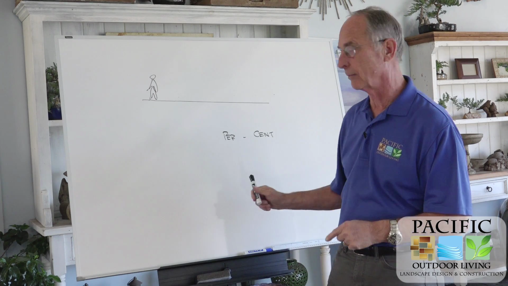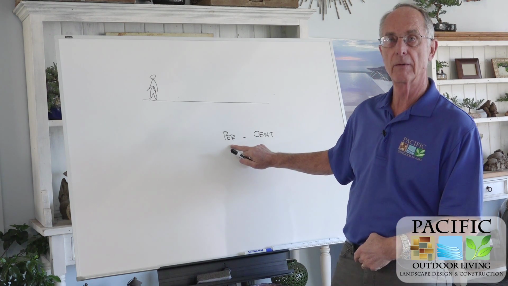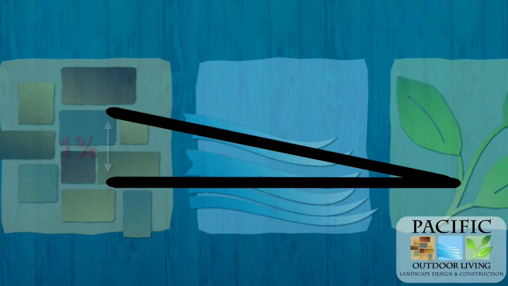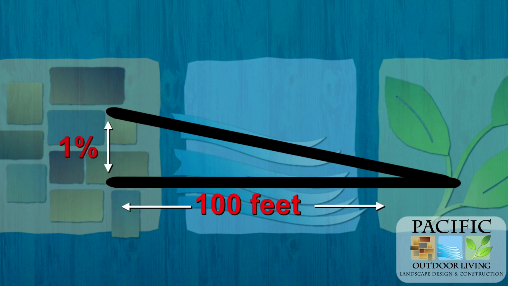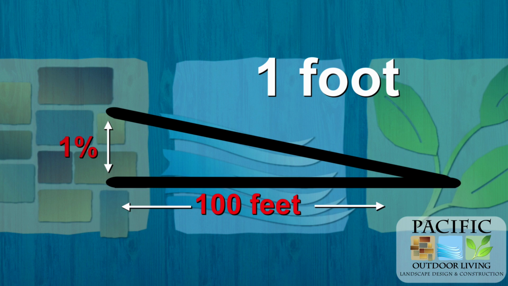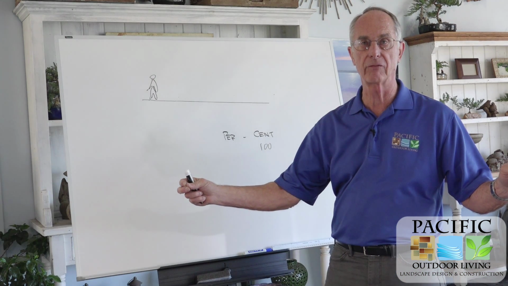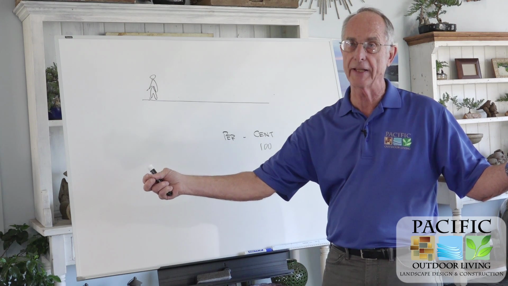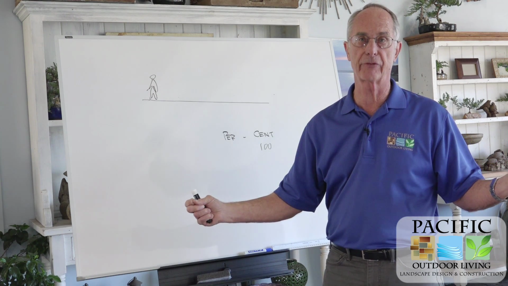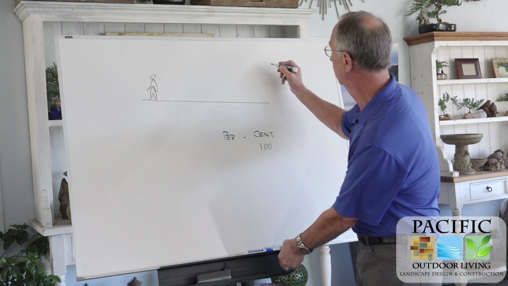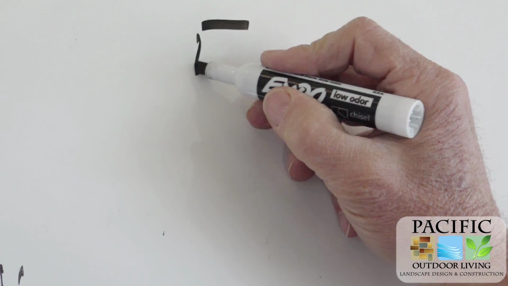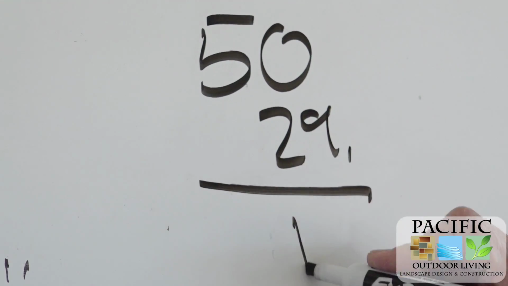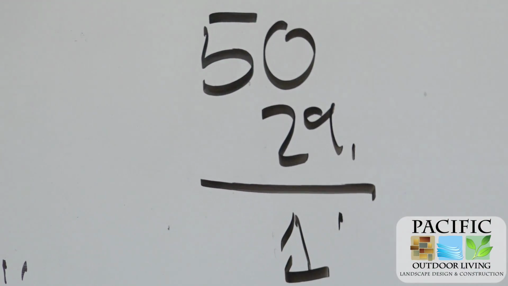A percentage comes from the word percent, which means for every cent is 100. So a 1% slope over 100 feet would be 1 foot. So for any distance that you have, if it's a 1% slope, it's simply whatever that number of feet or inches is times 1%. For a 2% slope, let's say you have 50 feet. 2 times 50 is a 1 foot slope at the other end.